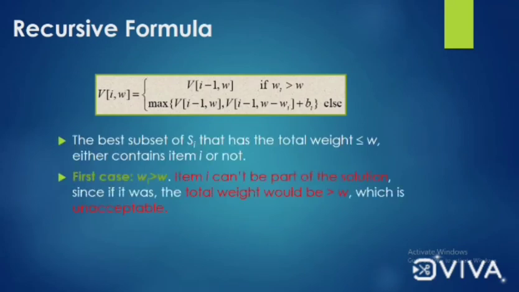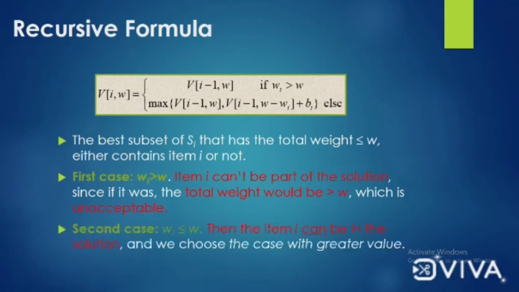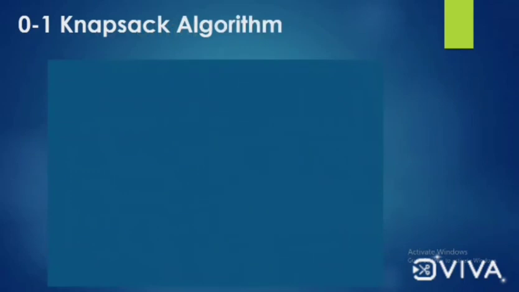The best subset of Si that has total weight less than or equal to W either contains item i or not. The first case is wi greater than W. Item i cannot be part of the solution, since if it was, the total weight would be greater than W, which is unacceptable. The second case is wi less than or equal to W. Then item i can be in the solution, and we choose the case with greater value.